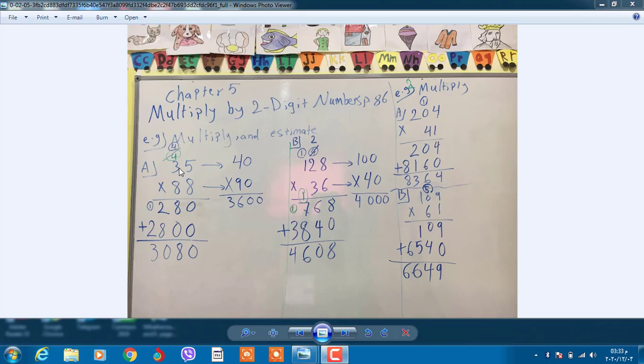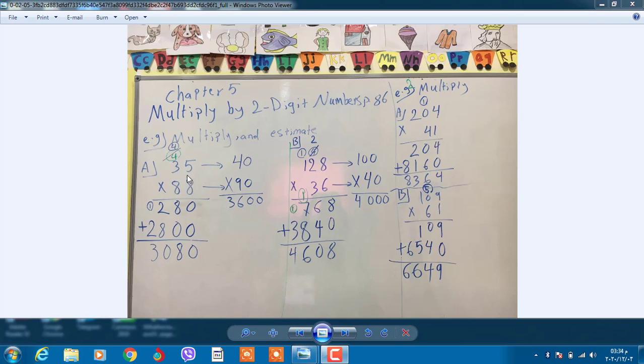For example, we have 35 multiplied by 88. First we multiply by the ones with all the numbers, and then by the tens with all the numbers. But before we multiply by the tens, we need to write down a zero because we have the tens place. Now 8 multiplied by 5 equals 40. Write down 0 and carry 4. 8 multiplied by 3 equals 24, plus 4 equals 28. Write down 28.